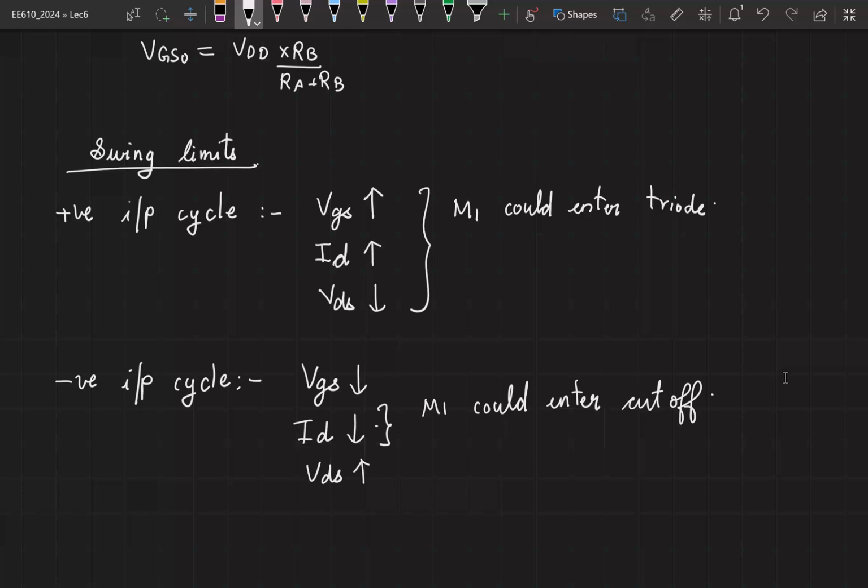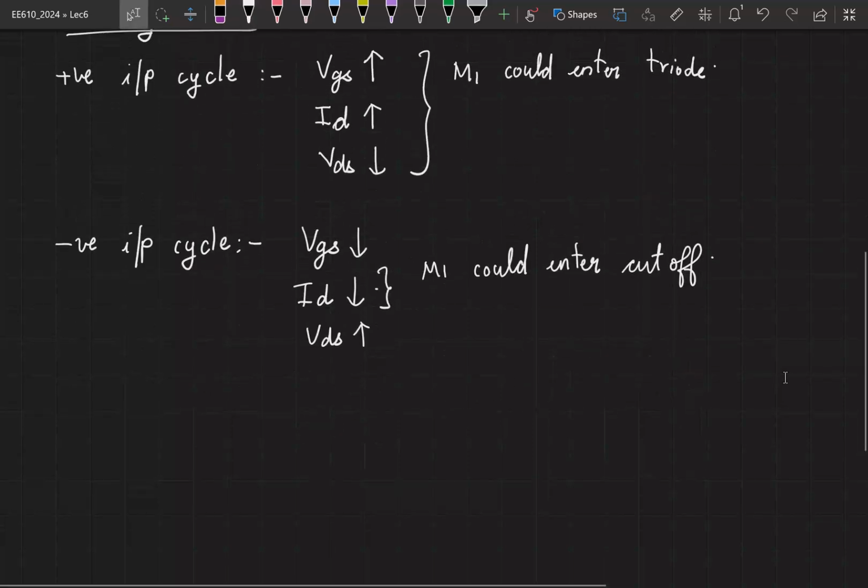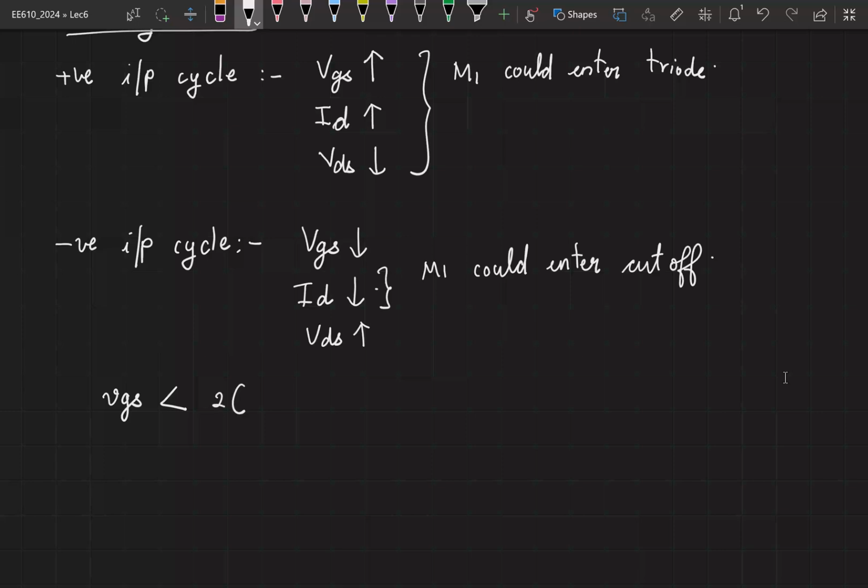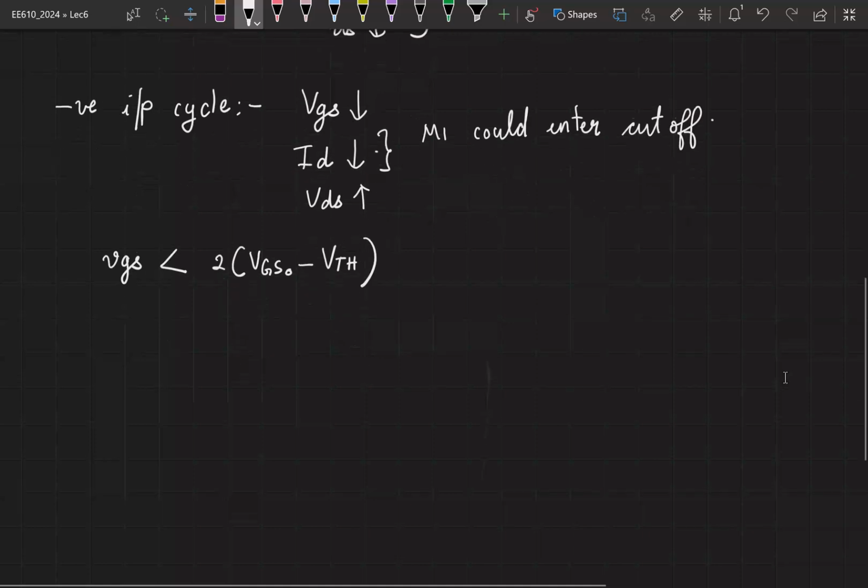Right? And in this discussion, we made an assumption of the system still being very linear when we were doing both these calculations, right? Is that assumption really correct? No, right? Because what was the limit that you calculated for a signal to be called a small signal? Your small signal VGS had to be smaller than 2 times the overdrive voltage, right? 2 times whatever was your VGS0, the bias voltage that you have applied, minus VTH. Twice the overdrive voltage.